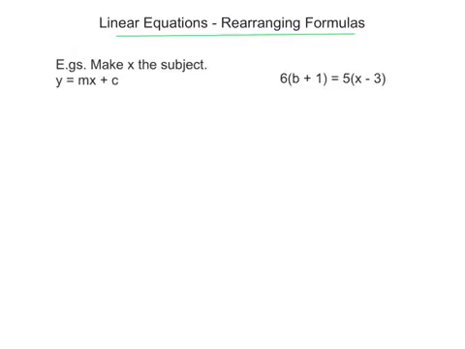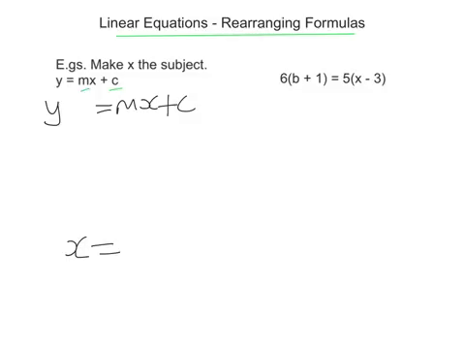So in this first example, it says make x the subject. So that means down the bottom I want to have x equals. I need to do the same thing as before and look and see what's stopping x being by itself. If I look at this equation here, you'll notice there's an m, which is multiplied by x, and a c, which is added on. So we're going to do the same thing as before. We need to get rid of the c and the m, and we're going to do that by doing the opposite to both sides. So y is equal to mx plus c.